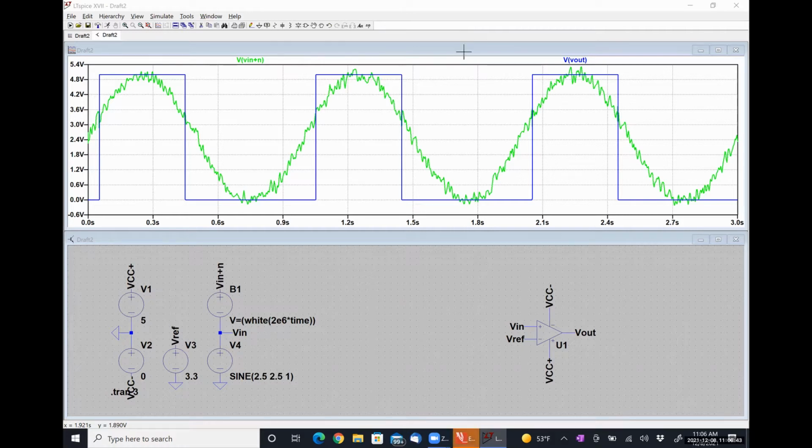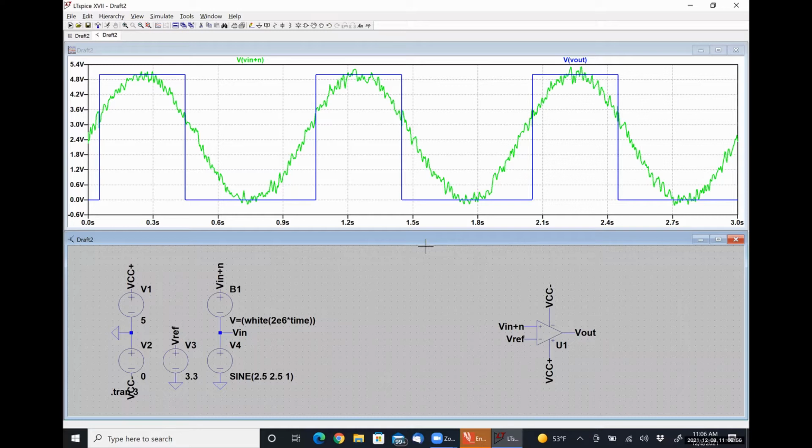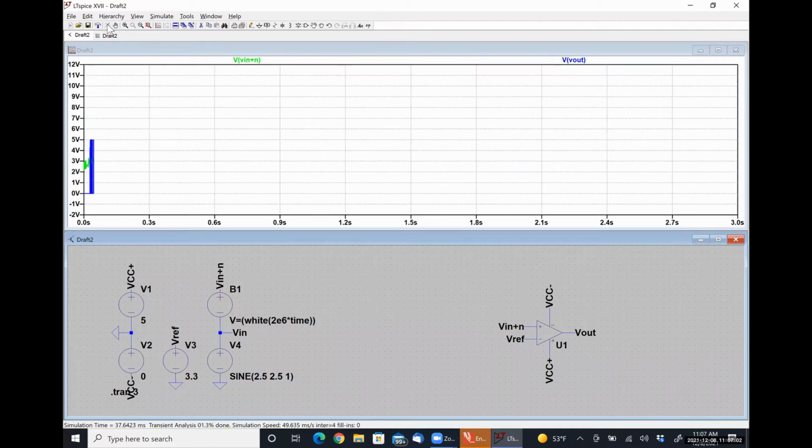So if I change this input signal from Vin to the voltage Vin plus N, which is what I've labeled my noise superimposed on top of my input signal, and I run this simulation, it's going to take it a minute.